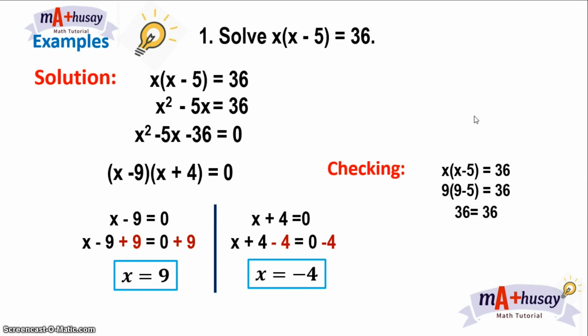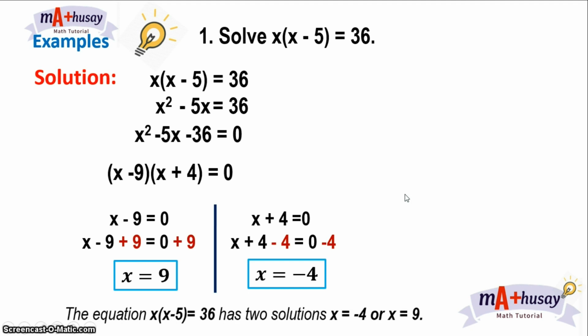Now, how about when x is equal to negative 4? When x is equal to negative 4, we know that negative 4 minus 5 is negative 9. Now, negative 9 times negative 4 will give you positive 36. Thus, the equation x times x minus 5 equals 36 has two solutions. X is equal to negative 4 or x is equal to positive 9.